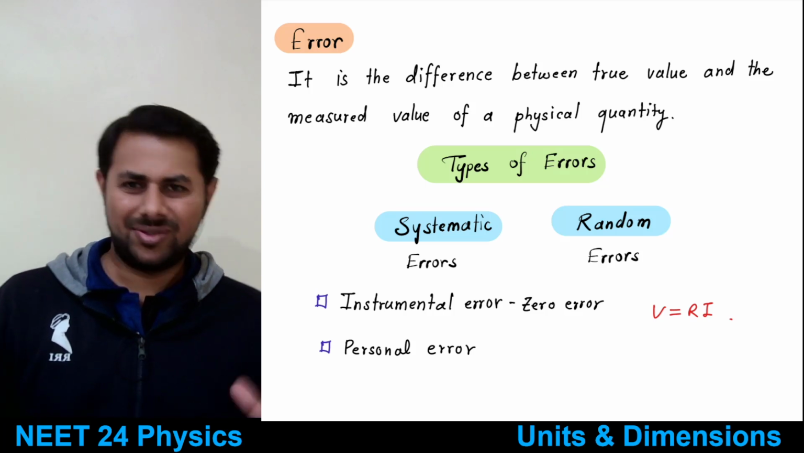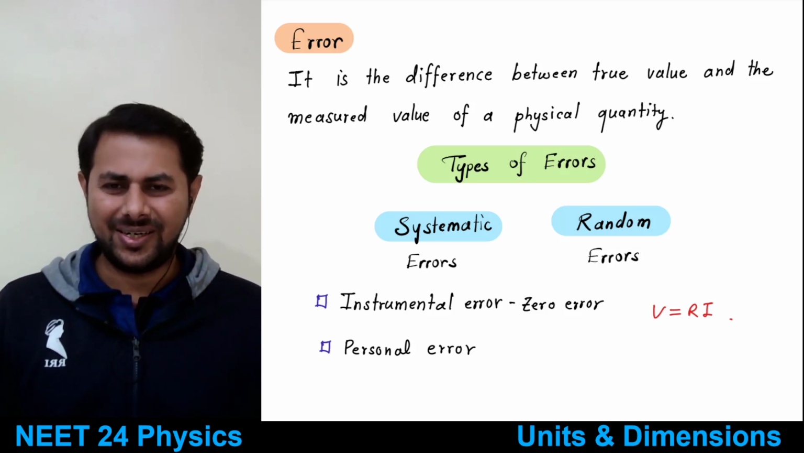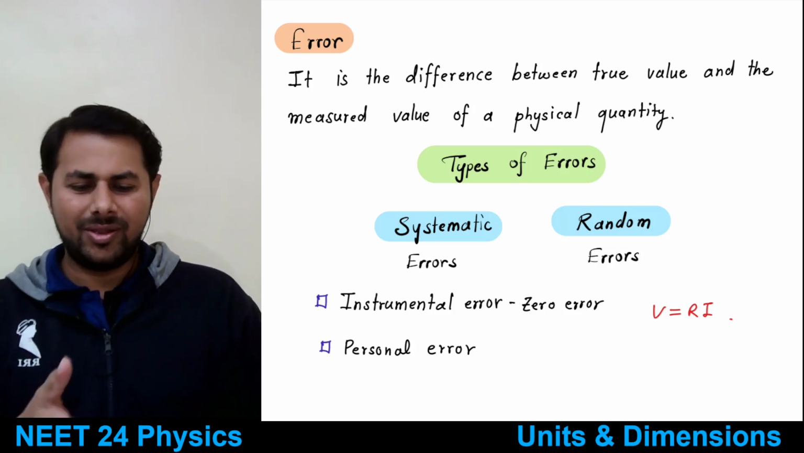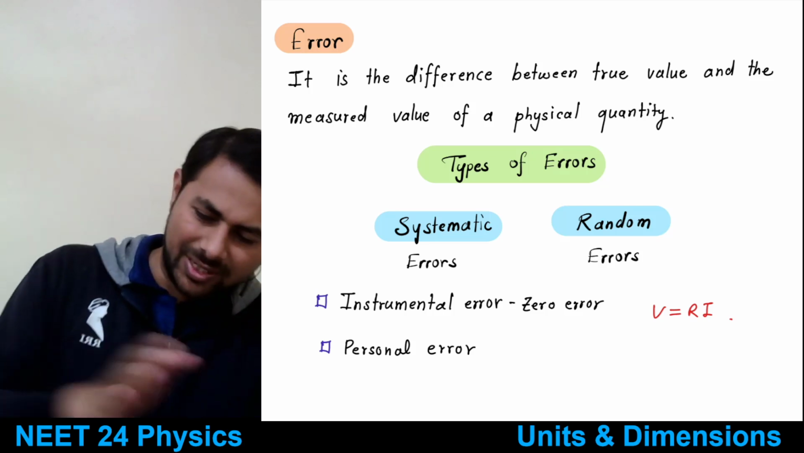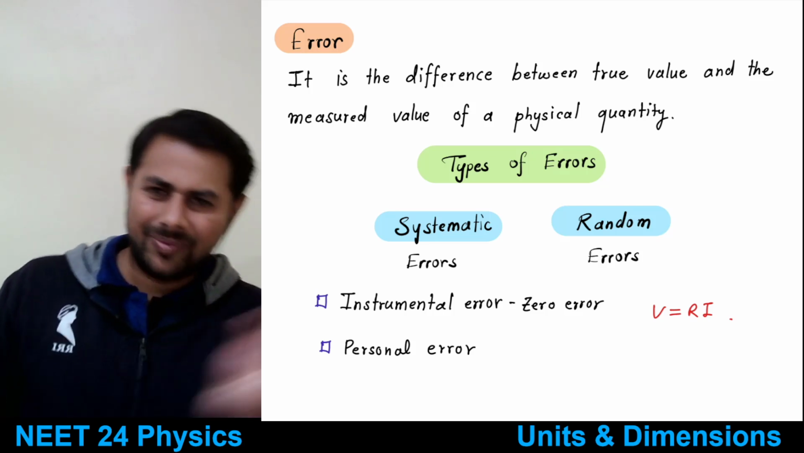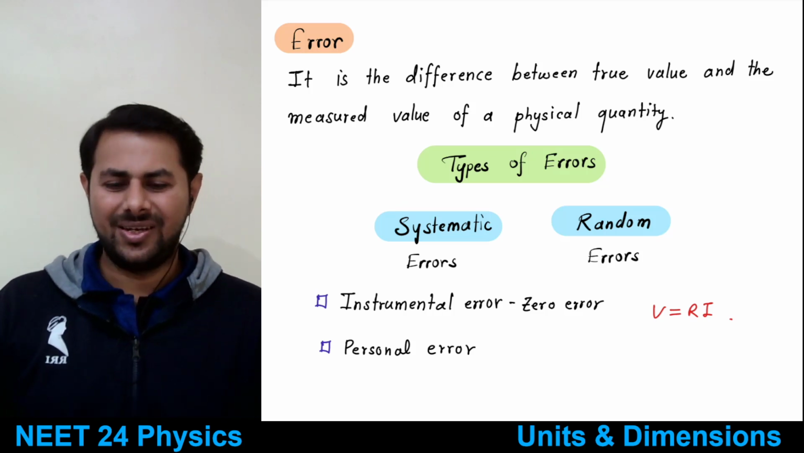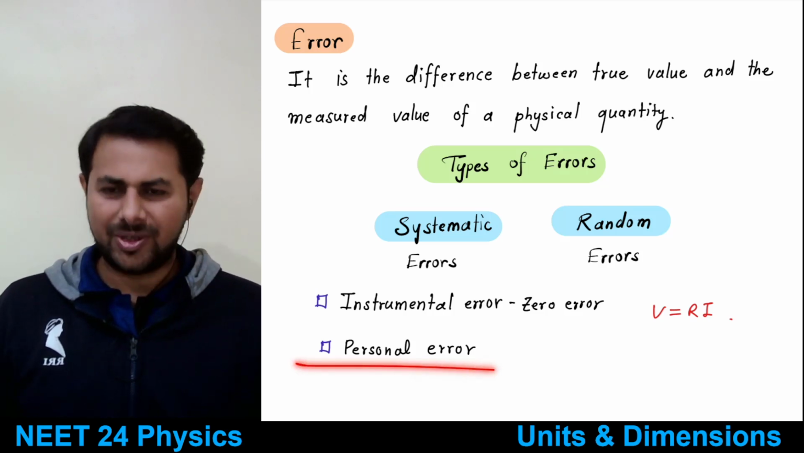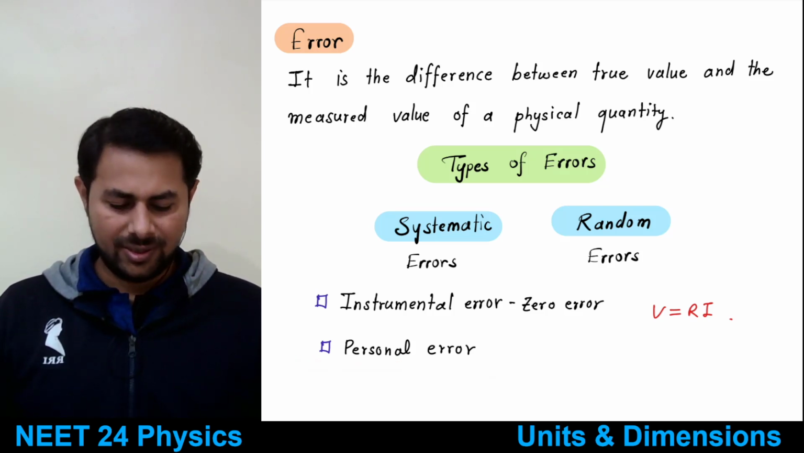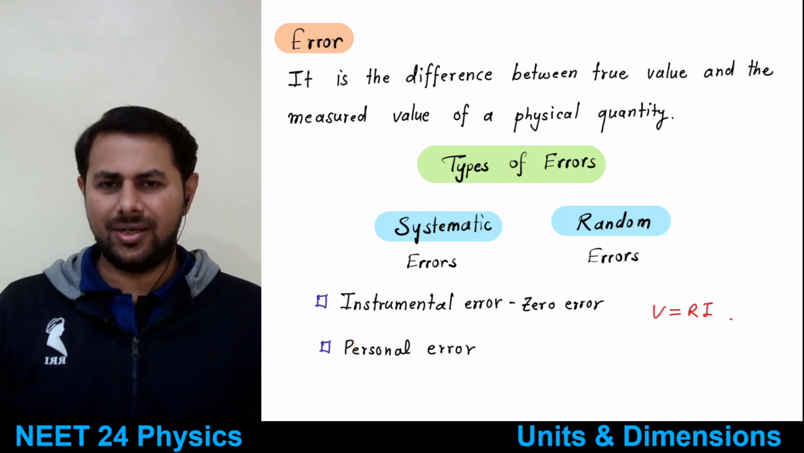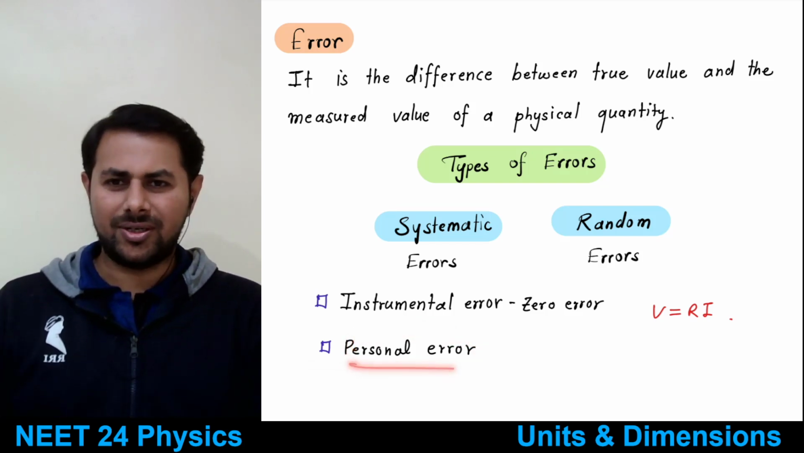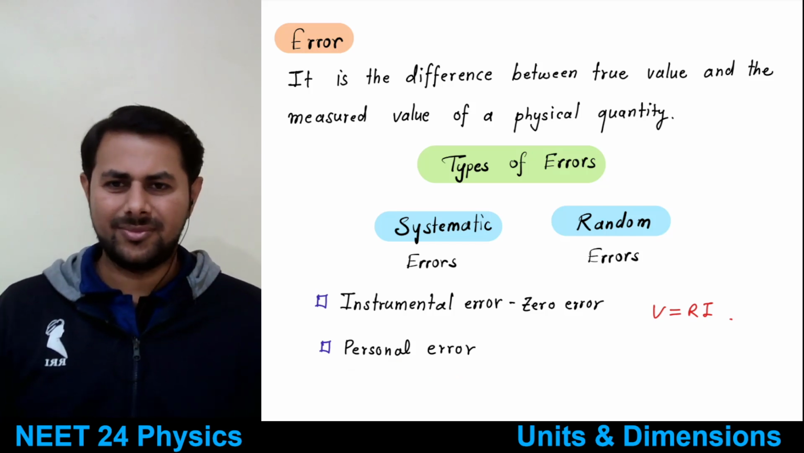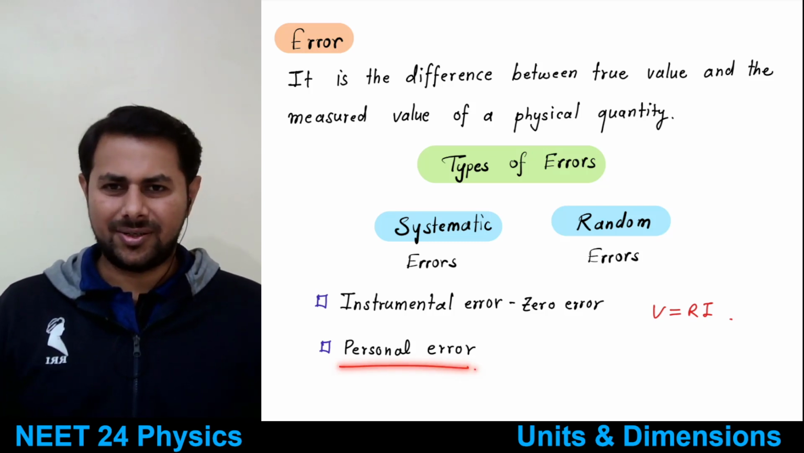So this is not the correct way to measure the length. For the people who are seeing from the left side, the reading will be a little bit more. For the people who are seeing from the right-hand side, the reading will be a little bit less. You have to look at right angles. So this is an example of personal error. The person doesn't know how to take a reading, so the person has to be taught to look at right angles to the scale.